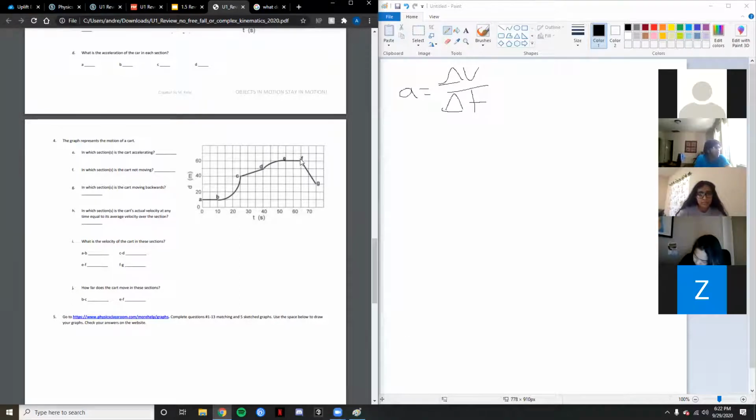I think this time they're points rather than sections, right? Yeah, the points. So in which points is the cart accelerating? From B to C, it's... Okay, so no, it's still segments, but now you just call them BC rather than just one section, right? Line BC, line CD, line DE, line EF, line FG.